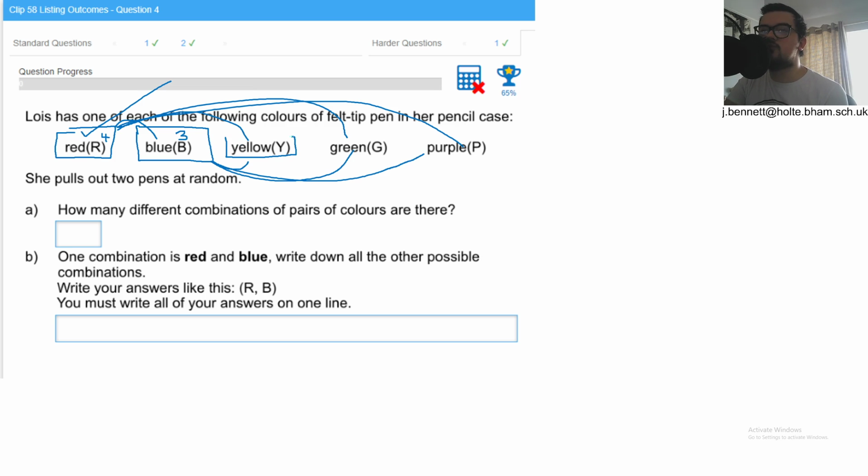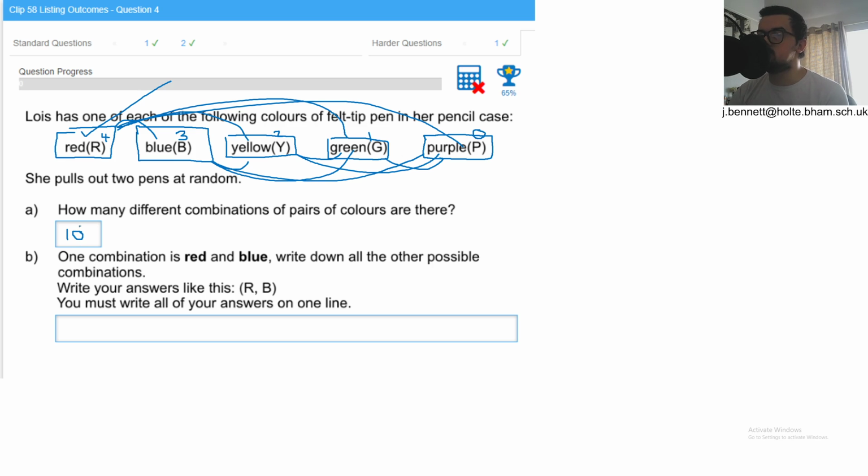Let's say she pulls out yellow at first. Again, we don't go backwards, we only go forwards because we've already done blue and yellow, and red and yellow. Yellow and green is 1. Yellow and purple is 1. So for yellow we have 2. For green, we don't go backwards, we only go forwards. Green and purple, we have 1. Now for purple, there are none forwards, so we say 0. So we say 4 plus 3 plus 2 plus 1 is our answer, and that answer is 10.